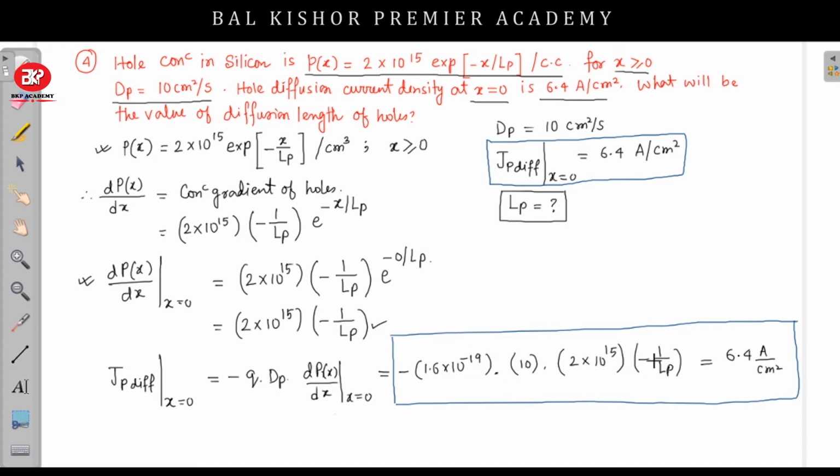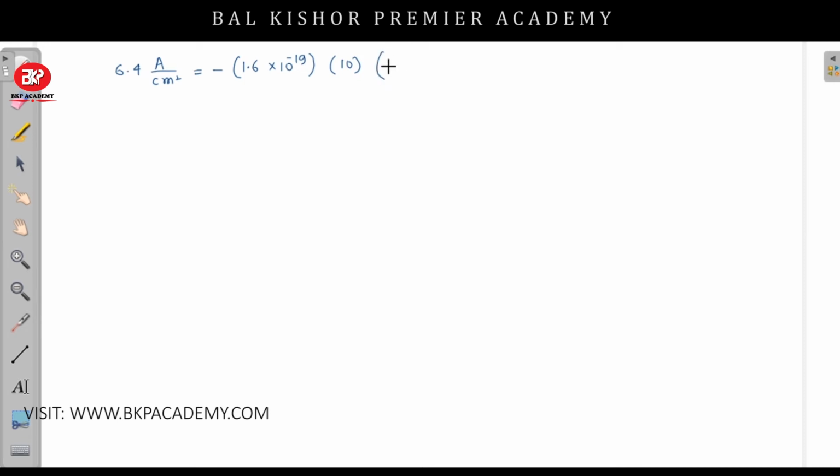So let us find the value of Lp right now from this equation. For that case our equation is 6.4 ampere per centimeter square is equal to minus 1.6 into 10 to the power minus 19, so it will be 10 here, and here there was minus 2 into 10 to the power 15 divided by Lp, this was the relation, with the diffusion coefficient. So from this we can find the Lp value. Lp value I can write as, this minus and this minus both cancel out and become plus.